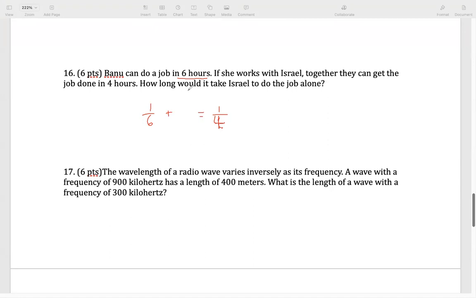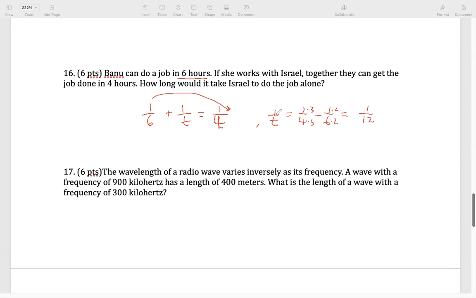And how long would it take Israel to do the job? Let's say it takes Israel T hours. So 1/6 plus 1/T equals 1/4. Now we just have to solve for T. We'll move 1/6 to the other side, becomes minus. Now we need a common denominator of 12. So multiply by 3/3, multiply by 2/2. 3 minus 2 is 1, so that's 1/12.